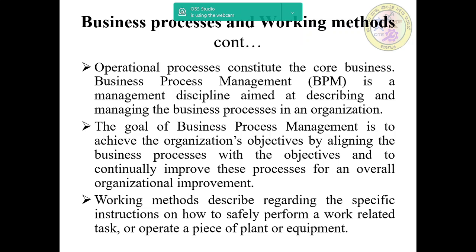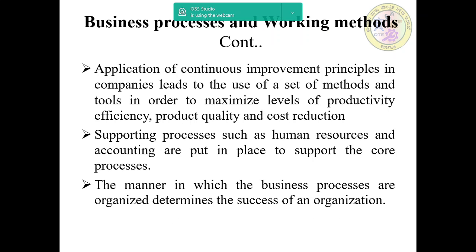Overall, working methods describe the specific instructions on how to safely perform a work-related task or to operate a piece of plant or equipment, etc. The application of continuous improvement principles in companies leads to the use of a set of methods and tools in order to maximize levels of productivity, that is efficiency, product quality, and cost reduction.